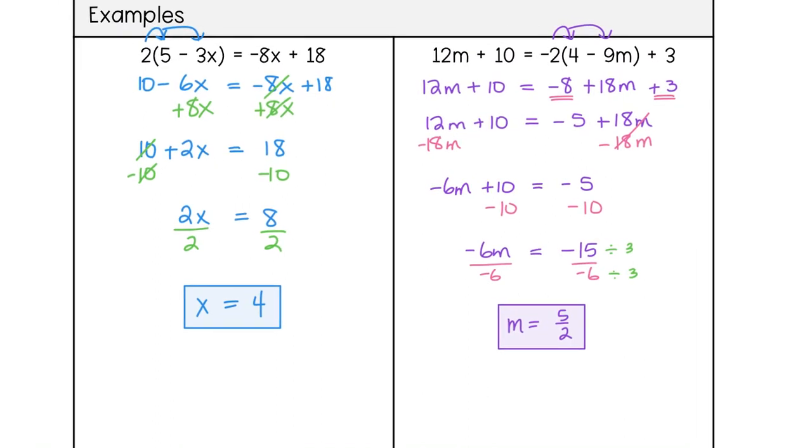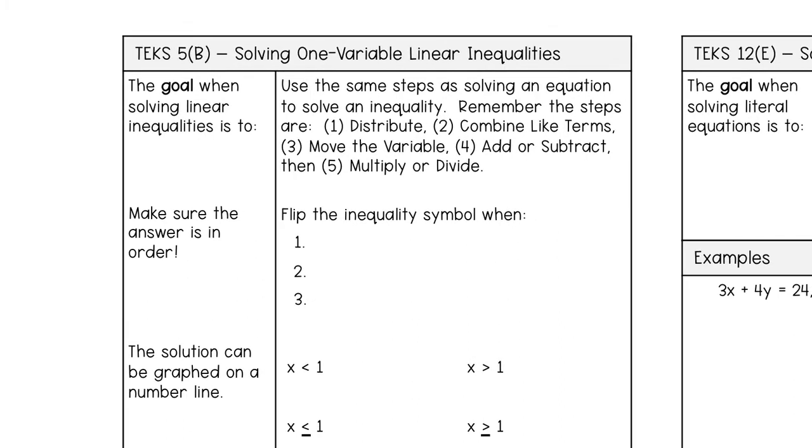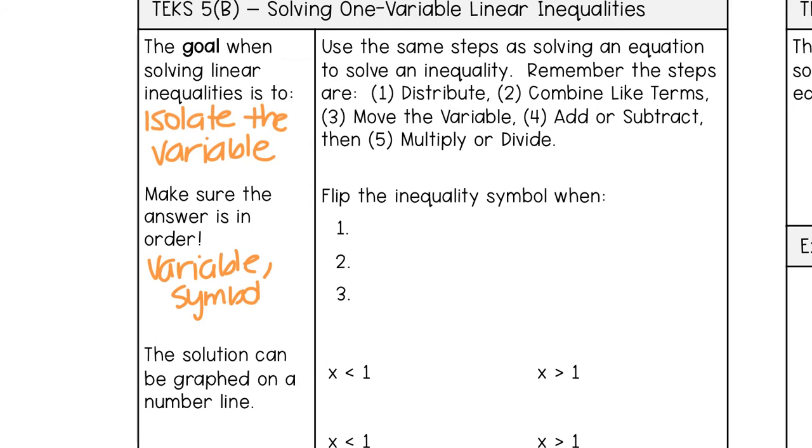Okay, so that was the first thing that we learned at the very beginning of the year, how to solve multi-step equations. Okay, next thing is solving one variable linear inequalities. So it's almost the same. The goal is still to isolate the variable. But one extra thing here is that you have to make sure your answer is in order. So it should always be variable, then the symbol, then the number.